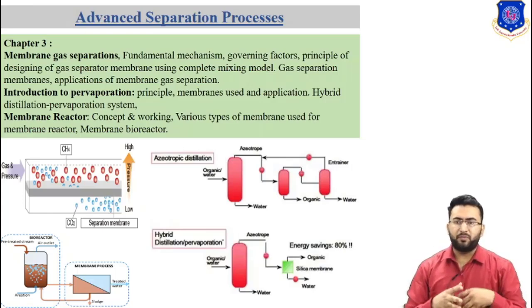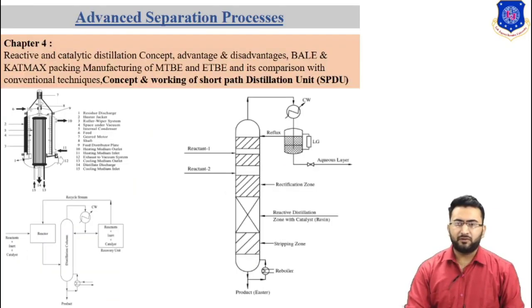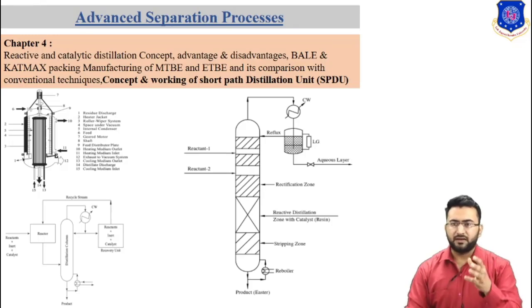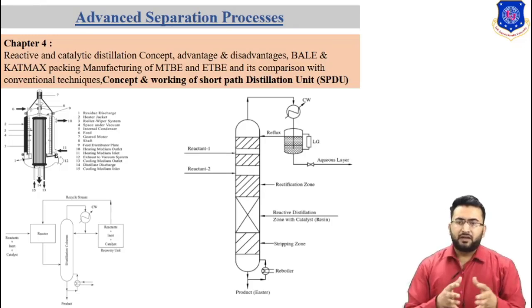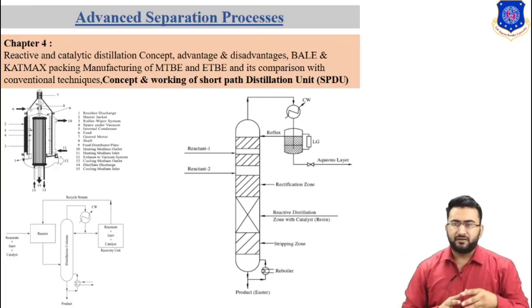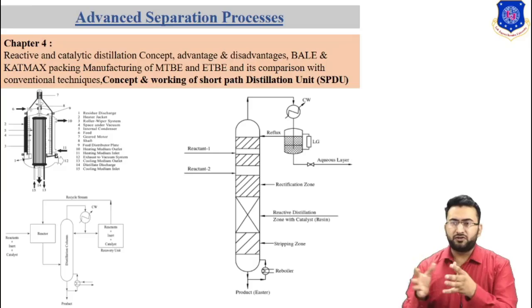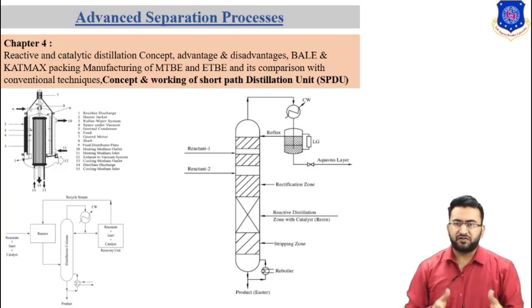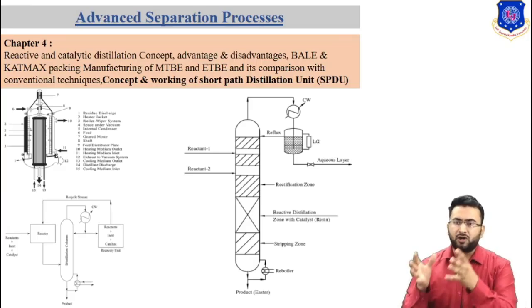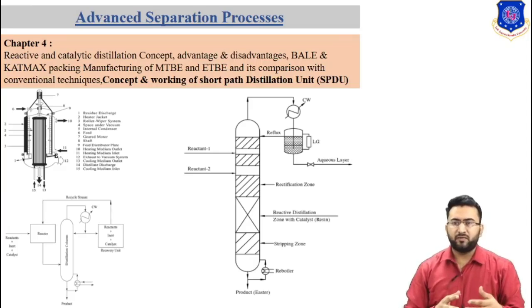Then we'll talk about the membrane reactor, the concept and working of the membrane reactor, various types of membrane used in membrane reactors, and the membrane bioreactor. Then we'll talk about chapter number 4, which is reactive and catalytic distillation. We'll talk about the advantages and disadvantages of reactive and catalytic distillation, and various types of packing used in it, such as Bale packing and Katamax packing. Then we'll talk about the short path distillation unit. So we'll talk about these types of distillation in advanced separation processes.